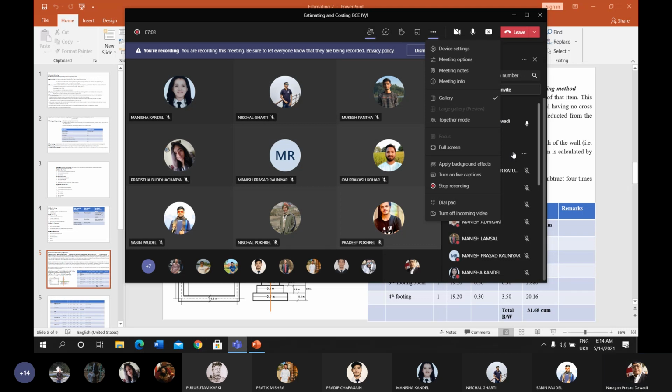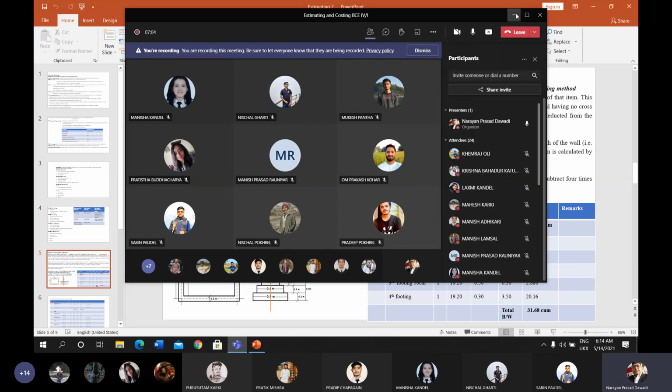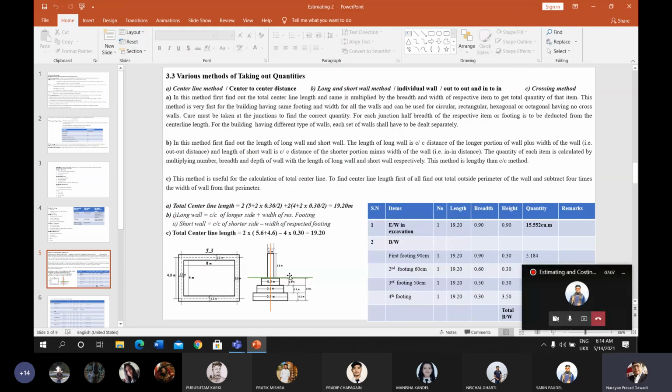Now, in this long wall short wall method, the length of the long wall and the length of the short wall is calculated separately. In the center line method, we take all the length at a time, but in this long wall short wall method, we calculate individual walls. That is, the long wall and the short wall of the room.